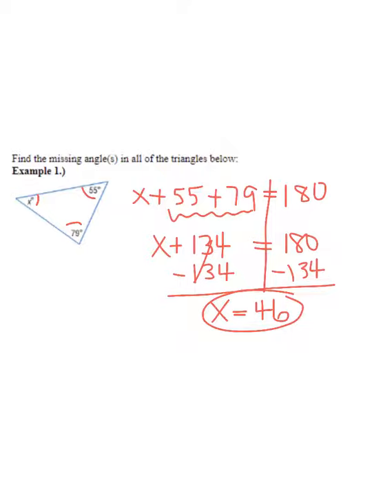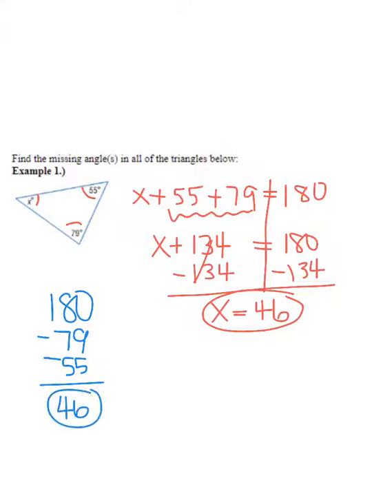Okay? So you can always set up the equation, add them all up and set them equal to 180, and sometimes that's what you have to do. Or you can just take 180 minus 79 minus 55, just subtract them in your calculator, and you'll still end up with 46. They all add up to equal 180, so you can take the two that you know and subtract them from 180, and you'll get the one that you don't know.